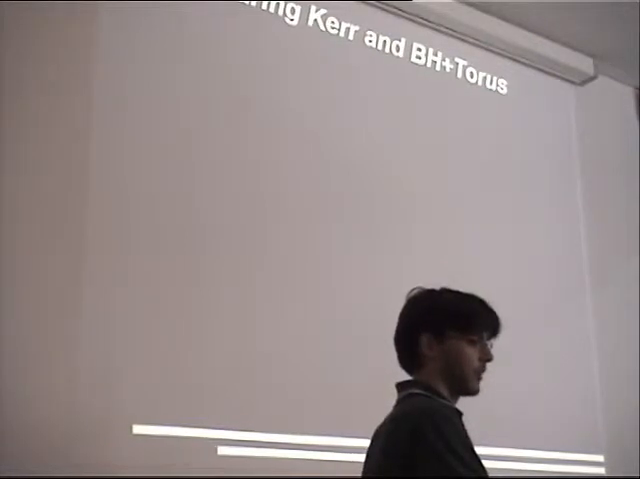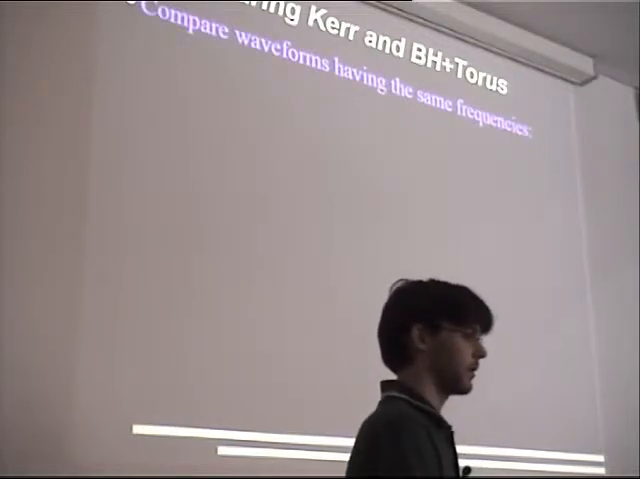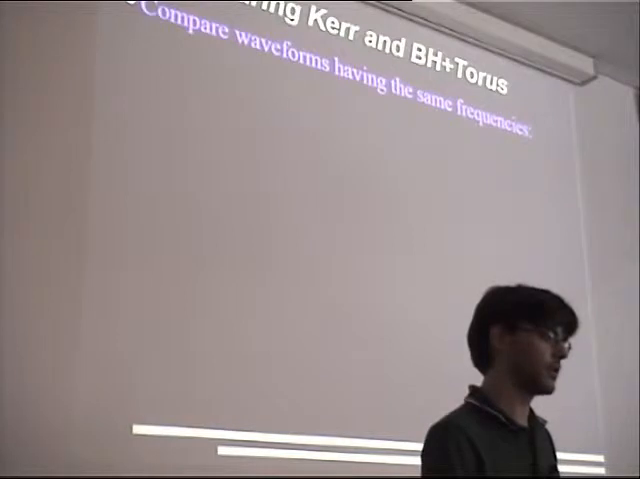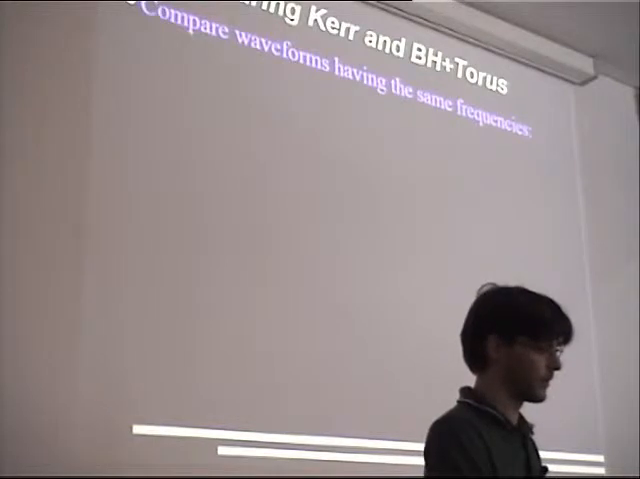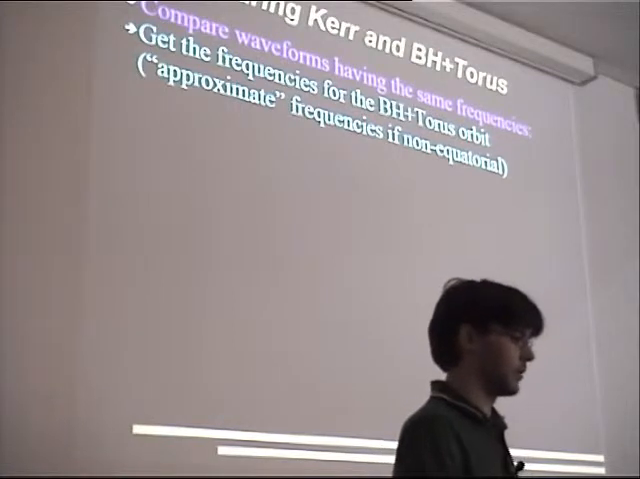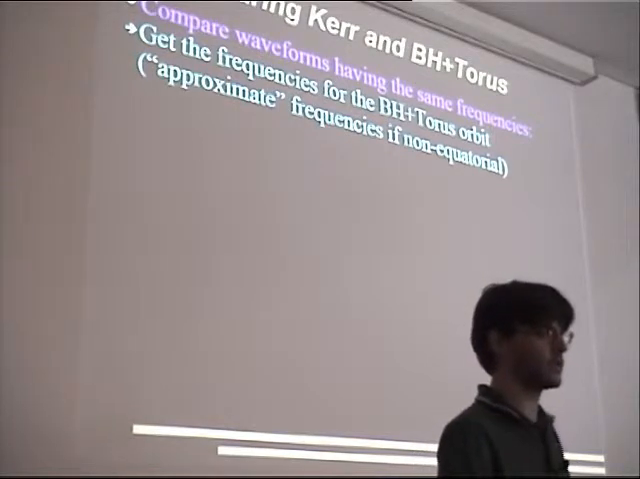So what we do to compare Kerr and Kerr plus torus spacetimes? First of all, we want to compare waveforms having the same frequency content, the same spectrum, because this was found by Costas and Stas to be the most significant way to compare the two spacetimes. So we compute kludge waveforms for black hole plus torus orbits, and we extract from these waveforms the frequencies of the R motion, the frequencies of the phi motion, and the frequencies of the theta motion.